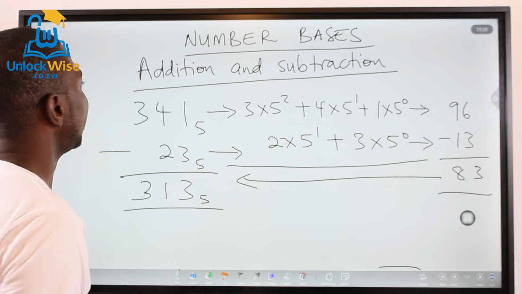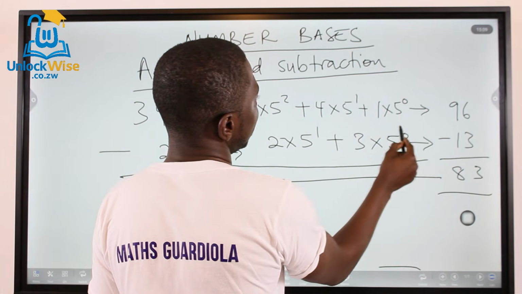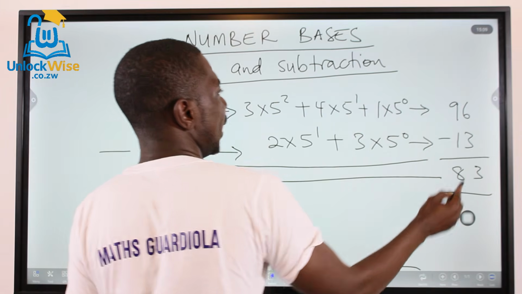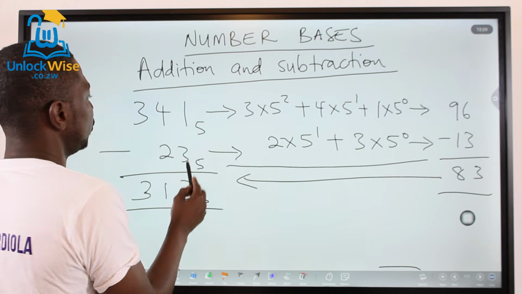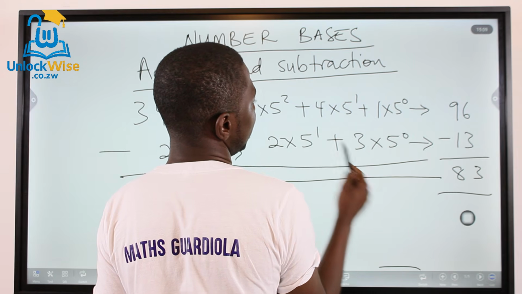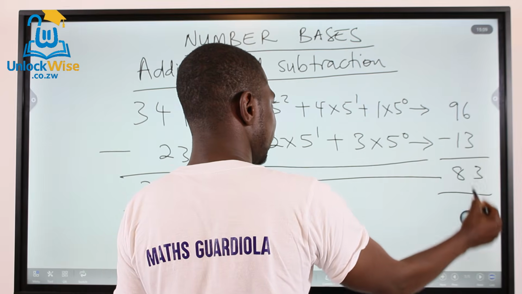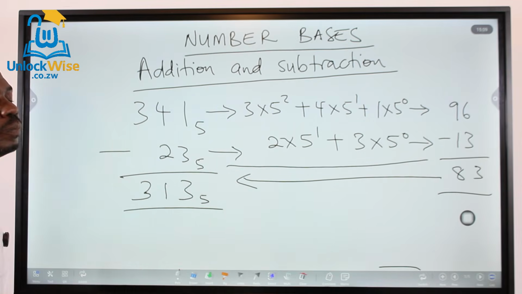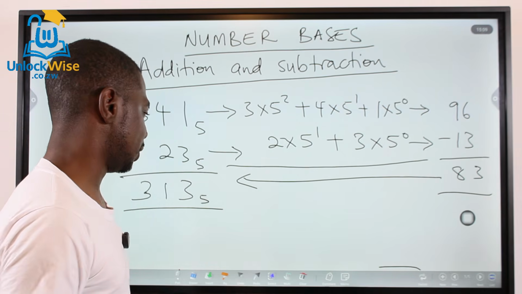So we have 341, which is in base 5. We expand it as powers of its own base, change it to base 10. And I say that if we don't write the base, it means we are in base 10. And 23, which is in base 5, we can expand it as powers of its own base and have it in base 10. We subtract. After subtracting, then we convert the answer back to base 5. Oh, you can simply do this, right?